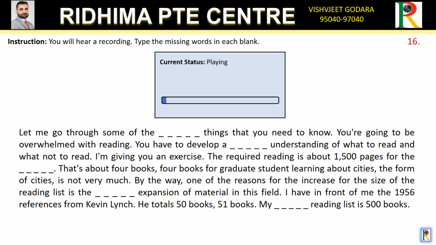Then we go through some of the practical things that you need to know. You're going to be overwhelmed with reading. You have to develop a mature understanding of what to read and what not to read. I'm giving you an exercise. The required reading is about 1,500 pages for the semester. That's about 4 books. 4 books for a graduate student learning about cities, the form of cities, is not very much.